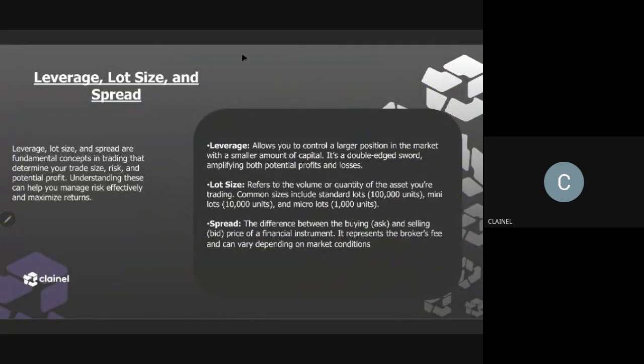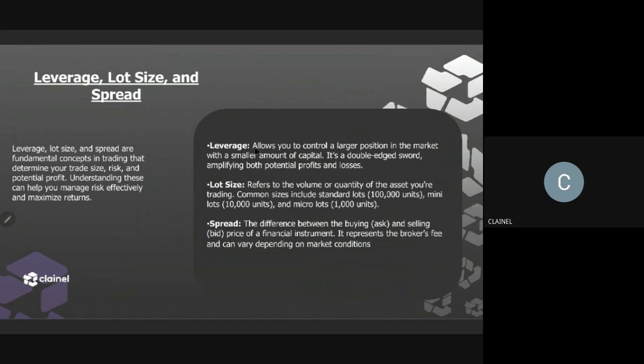So now moving on to leverage, lot size, and spread. Like I mentioned previously, leverage, lot size, and spread are fundamental concepts in trading that determine your trade size, your risk, and potential profits. As you can see, previously I wasn't able to explain the risk size properly because we've not touched leverage, lot size, and spread. So the key thing here is your lot size.